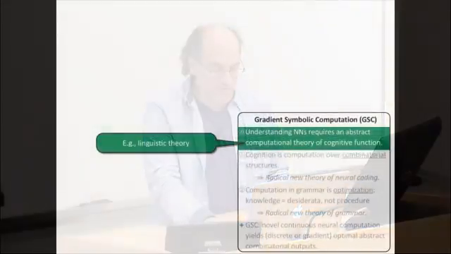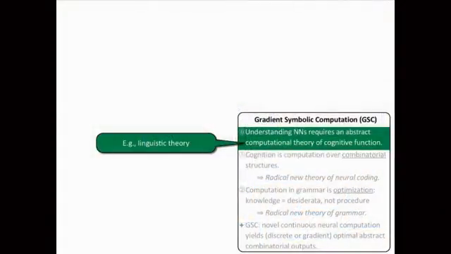Okay, so as far as reviewing is concerned, the first point here: understanding neural networks requires an abstract computational theory of cognitive function. And so on the first day I argued that linguistic theory has an important role to play in giving us the kind of understanding, at an abstract level, of what is required for competence in language. So the second review point here, I'll take a little bit more time on.